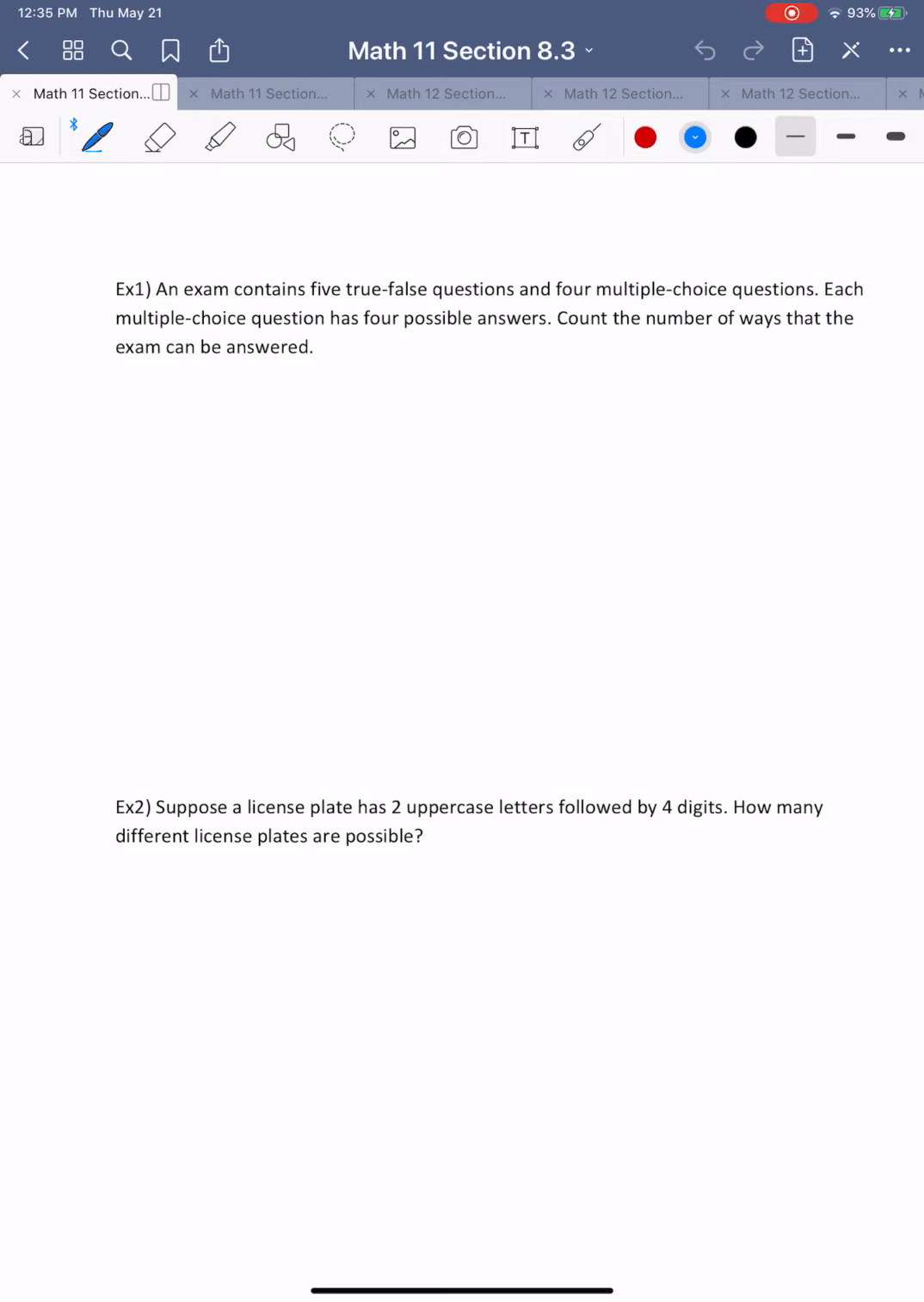There are 5 true or false questions, which means you choose from 2 choices for the first, 2 choices for the second, 2 choices for the third, fourth, and fifth. After that, there are 4 multiple choice questions, and each multiple choice question has 4 possible answers. If you do them together, it becomes 2 to the 5th times 4 to the fourth power, which is 8,192.